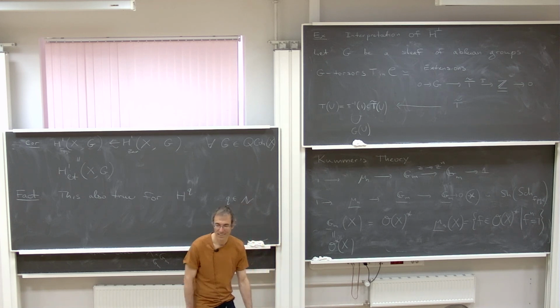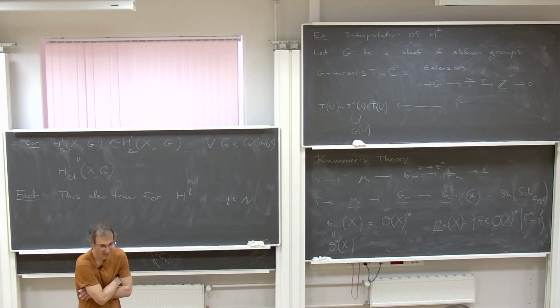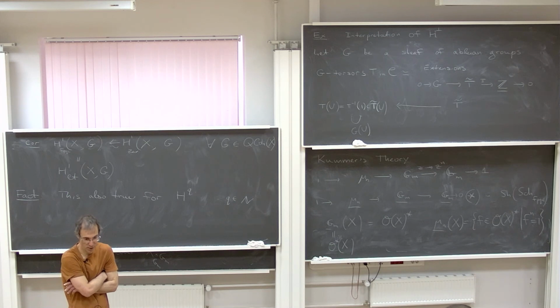Sheaves on the big étale site: for any scheme you have, functorially, a sheaf on the small étale site. The category of objects of the small étale site is a subcategory of the category of objects of the big étale site. So you can restrict presheaves. But the restriction of a sheaf is going to be a sheaf.